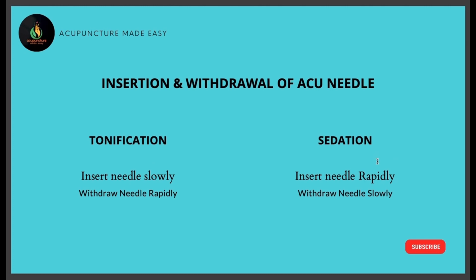Whereas for sedation, insert the needle rapidly, because you want to break the excess chi which is flowing. If you insert it rapidly, the chi can disperse, which gives you a sedation effect, and you withdraw the needle slowly. That's how you can get tonification and sedation effects by insertion and withdrawal of the acupuncture needle.